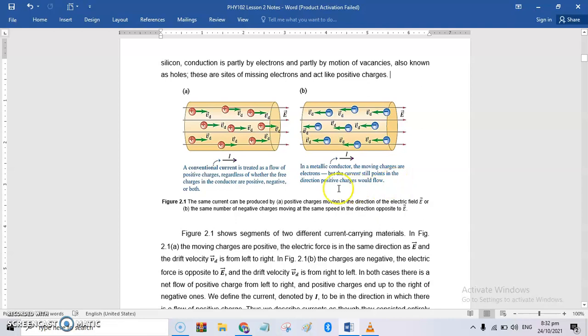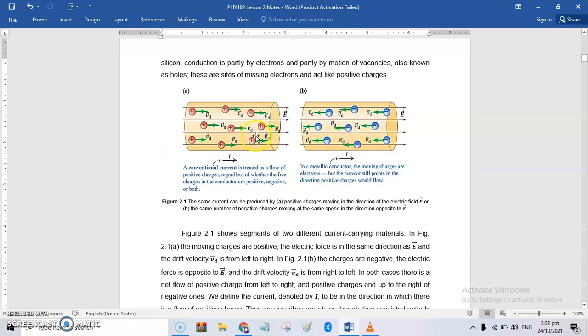Now, in this lesson, for this figure 2.1, the same current can be produced by positive charges moving in the direction of the electric field. Where is the direction of the electric field? It's to the right. In this figure, the same number of negative charges are moving at the same speed in the direction opposite to the electric field.